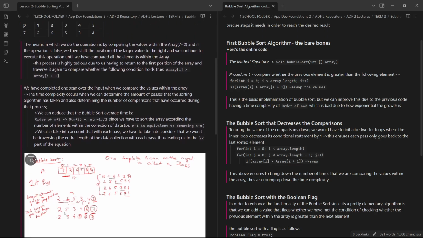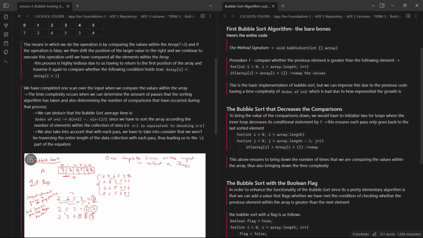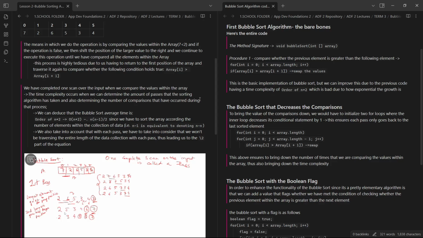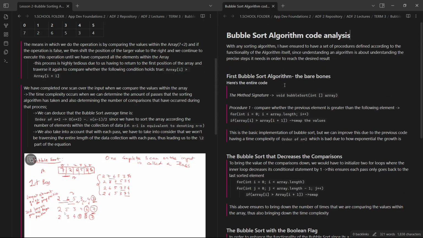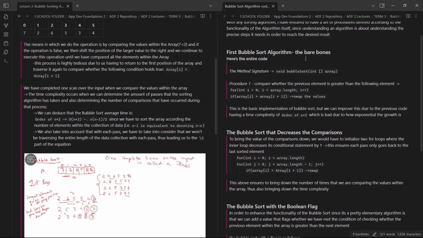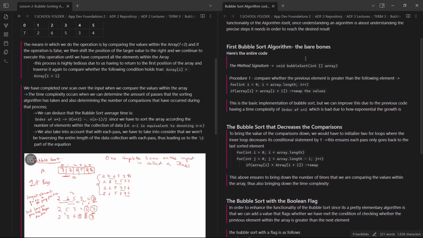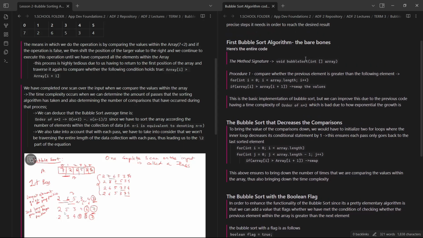So we just go index by index comparing the values, right? Which is kind of slow. Thus leading me to this side of my slides here. With any sorting algorithm, we have a set of procedures defined according to the functionality of the algorithm itself, since understanding an algorithm is about understanding the precise steps it needs to follow in order to reach the desired result. I forgot to put that there.